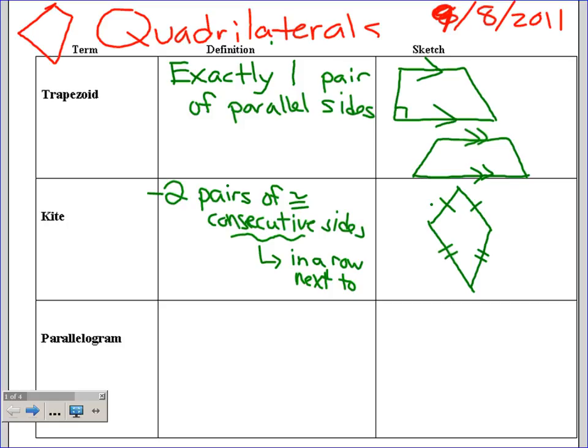And you can imagine, why do they call this thing a kite? Because it looks like a kite, right? Something like that. Oh, that's nice. Like someone's flying a kite. That's actually a pretty good drawing. Thank you. Okay. I love it.